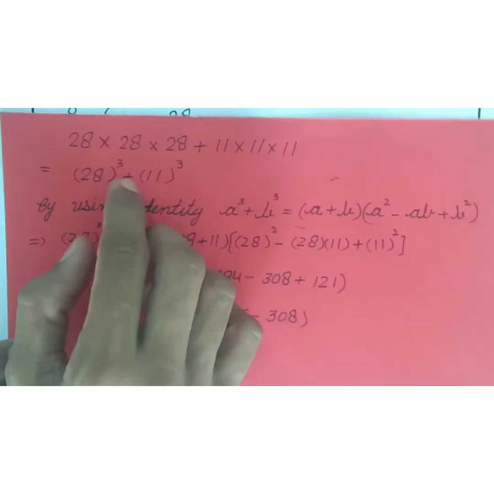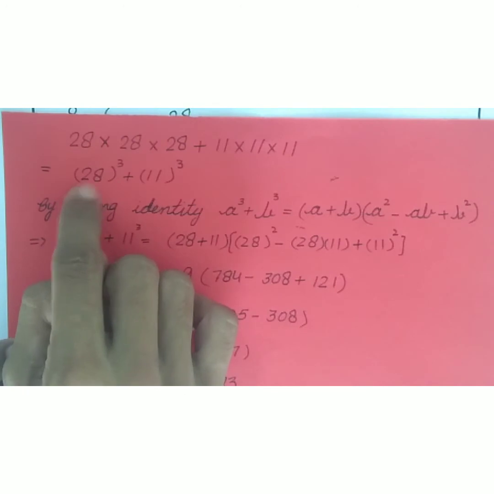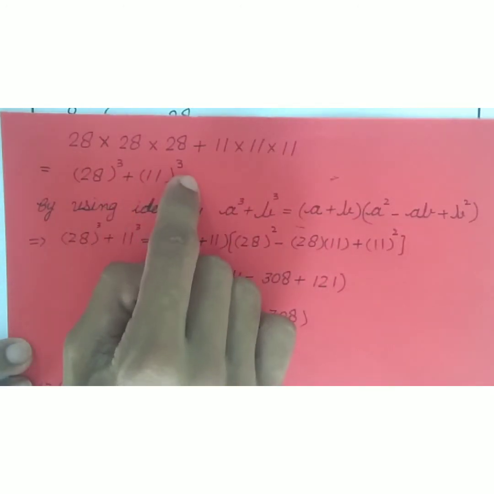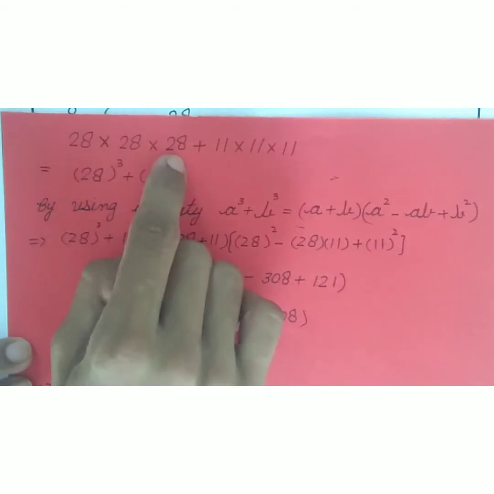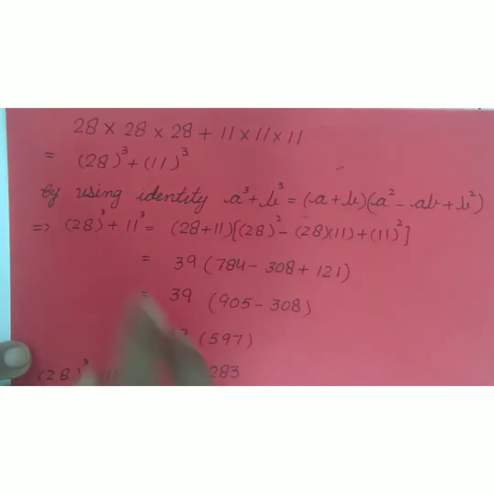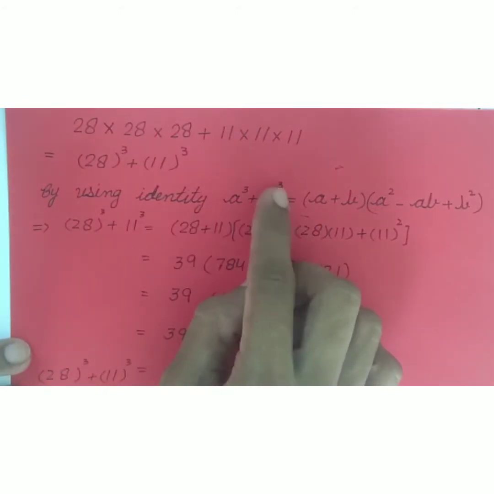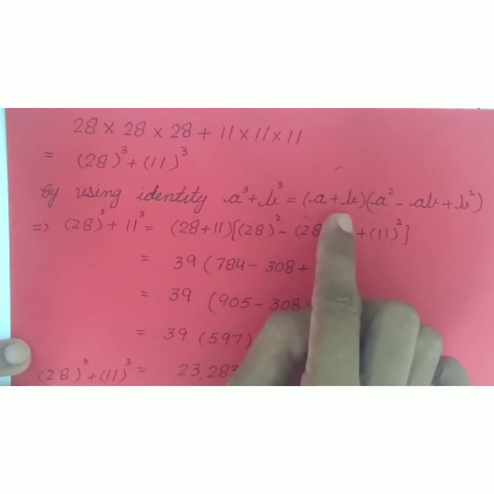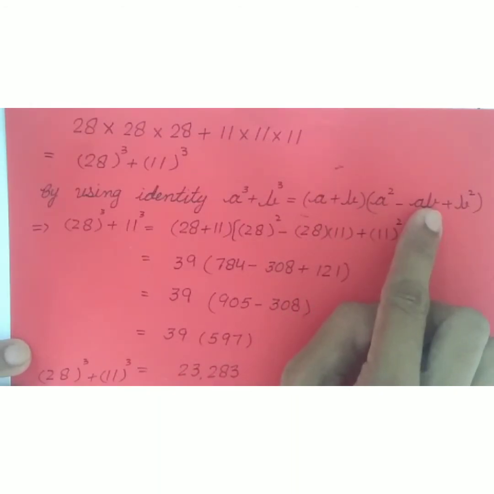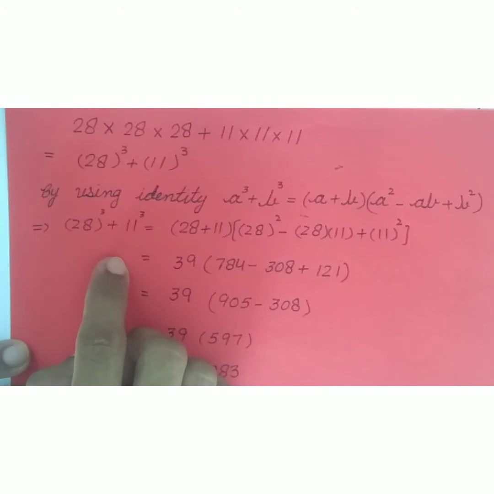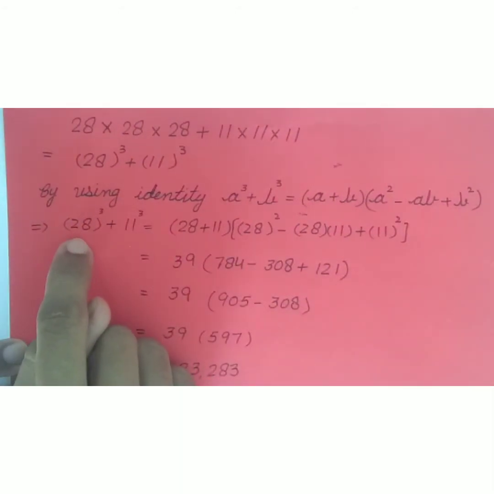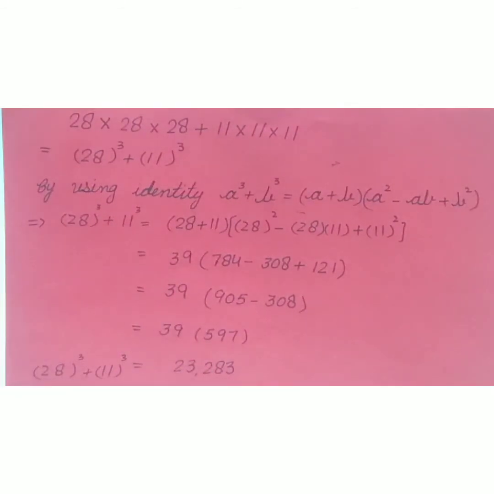Students, we can write this as 28 cubed plus 11 cubed, because here 28 is multiplied 3 times, and 11 is also 3 times. Now students, by using the identity a cube plus b cube is equal to a plus b into a square minus ab plus b square, let us start by putting values. Here 28 is a and 11 is b.